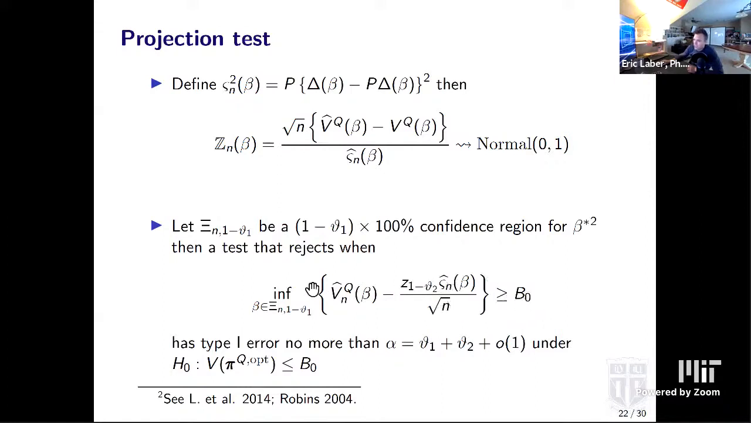You reject when it's big, right? And so the idea is that you reject only when the inf over this confidence region exceeds this, and that makes it conservative. Because beta star belongs to this confidence region with probability 1 minus theta, the error of a test of this form is no more than the sum of the two errors. One error is that this set contains beta star. Another error would be, even if you had beta star, that this test would commit a type 1 error, and that would have probability theta 2. So the overall error is the sum of those two things, theta 1 and theta 2, if in fact the null were true, which is that the performance of the optimal is no better than business as usual. So this is the test.